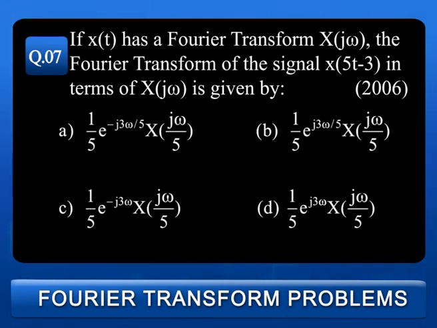A, 1 by 5 e to the power of minus j 3 omega by 5 x of j omega by 5, B, 1 by 5 e to the power of j 3 omega by 5 x of j omega by 5, C, 1 by 5 e to the power of minus j 3 omega x of j omega by 5, and D, 1 by 5 e to the power of j 3 omega x of j omega by 5.